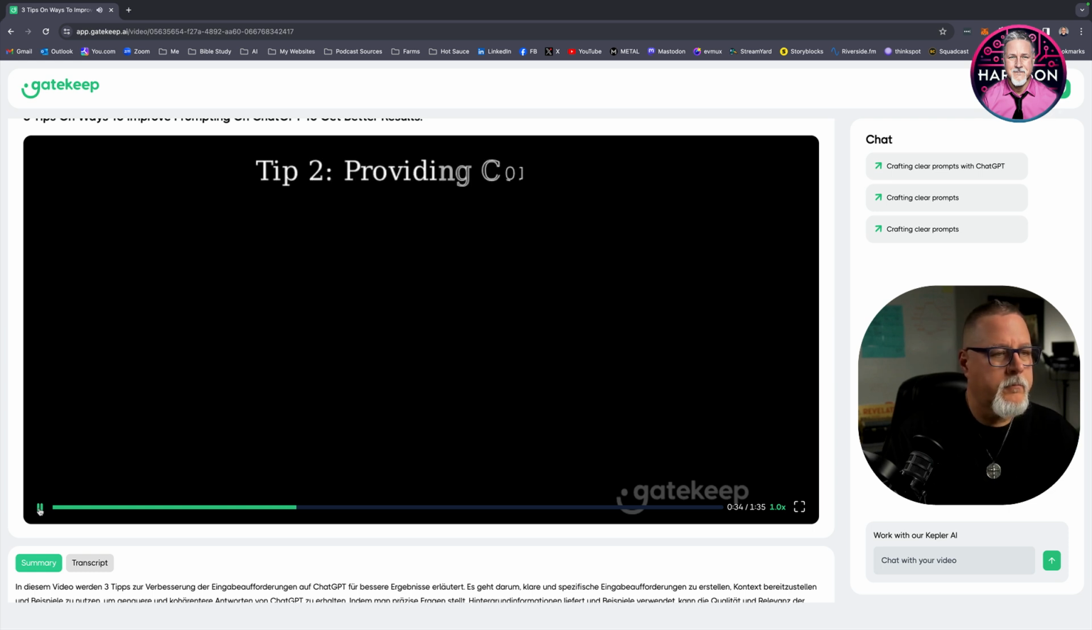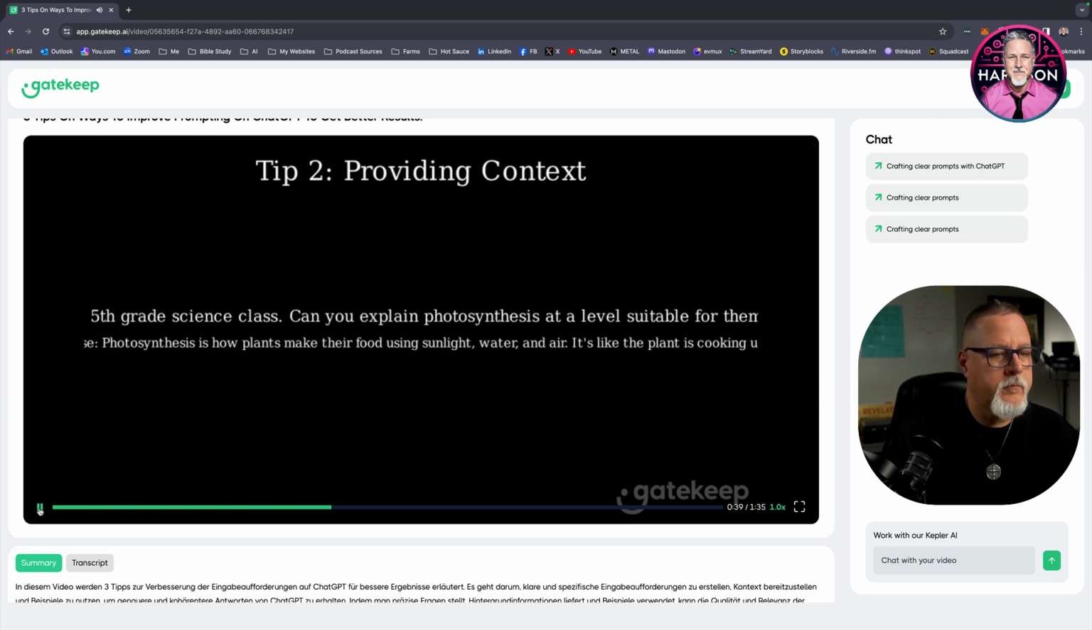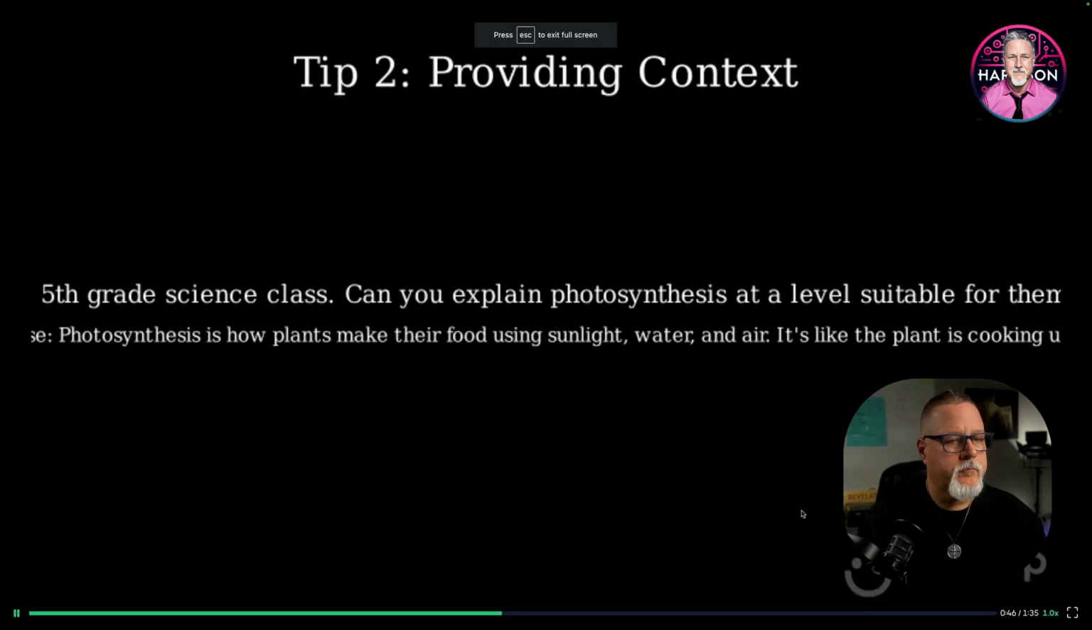Tip number 2 is to provide context in your prompts. By giving ChatGPT background information or setting the stage for your request, it can generate more relevant and coherent responses that better match your needs.